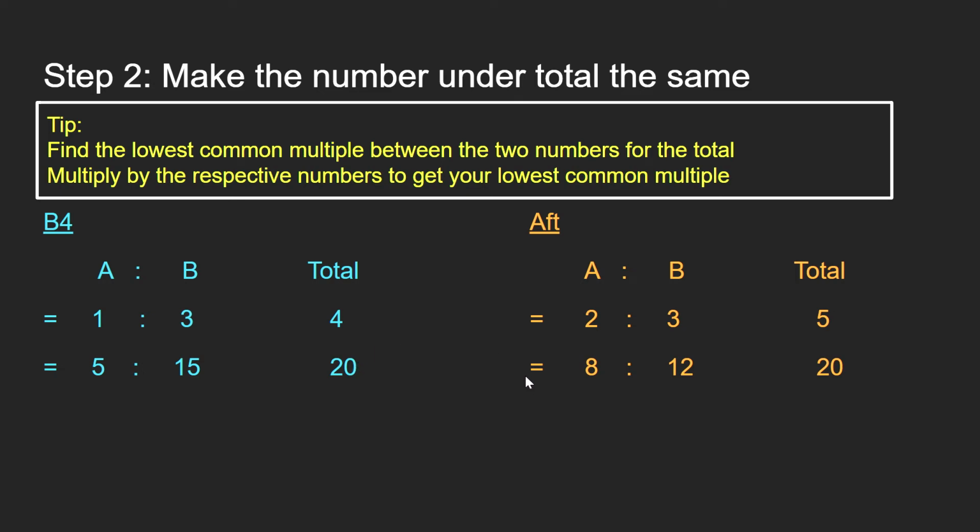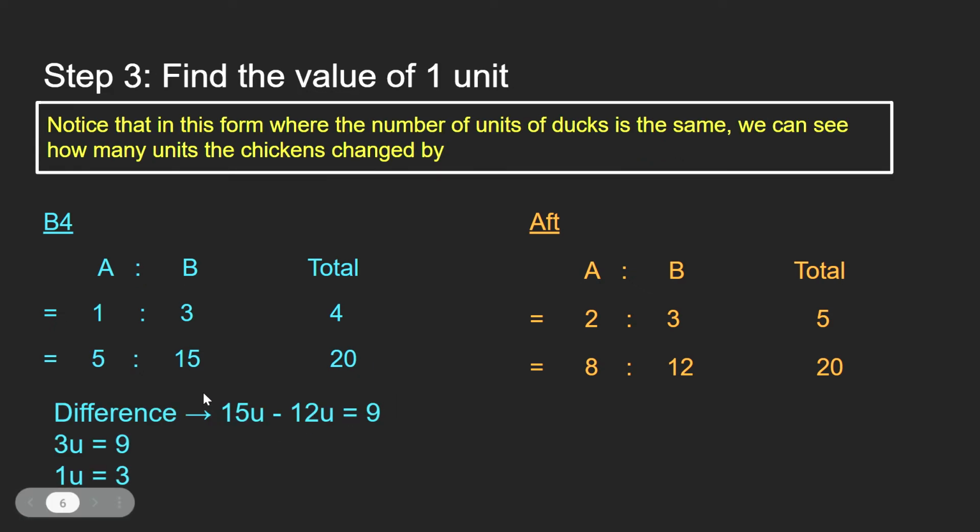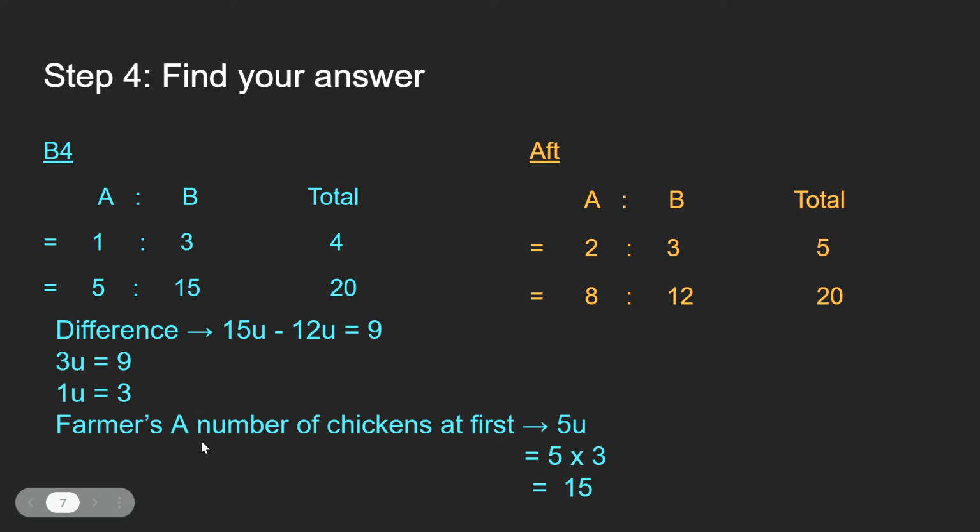So we can also see how many units actually change. And something interesting to note is that you see here, B actually lost 3 units while A gained 3 units. So the 3 units refers to the same thing as well. Because if you remember, B gave to A. So B lost 3 units. But in the end, A gained 3 units. So with this, we can find 1 unit already, which is 3. And then we want to find farmer A's chickens at first. So we multiply 5 by the value of 1 unit, which is 15.